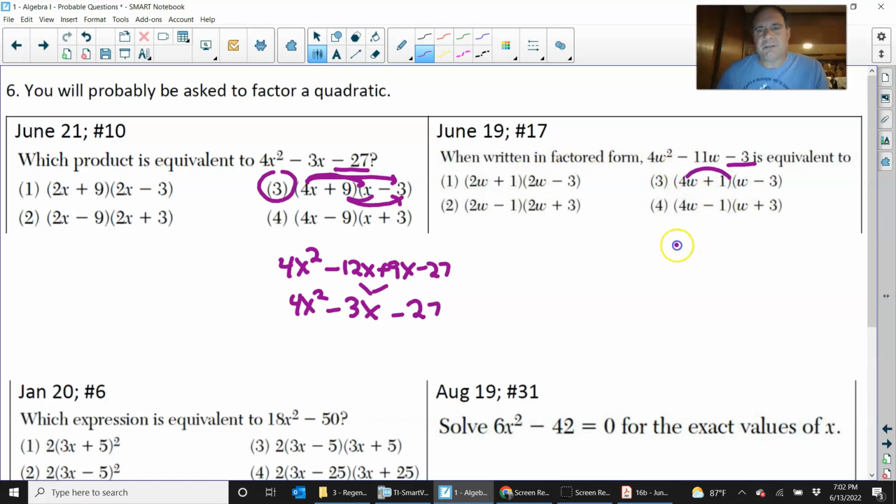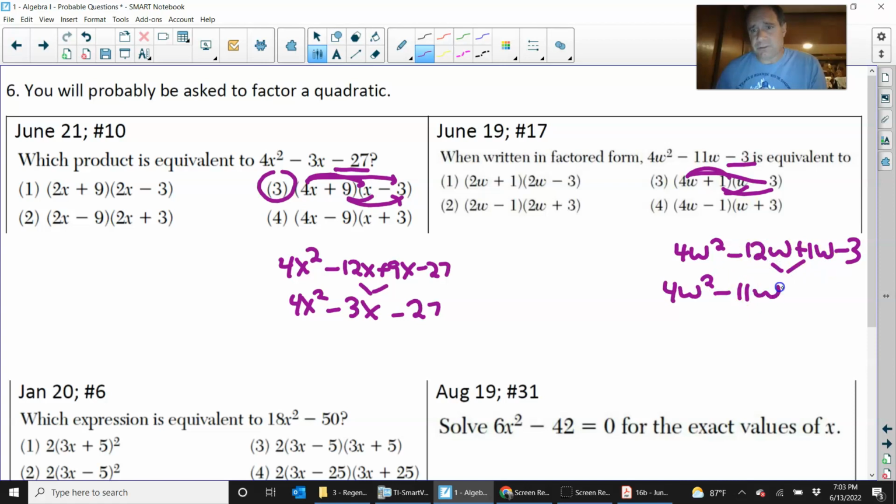4w times w is 4w squared. 4w times -3 is -12w. And then positive 1w. And then 1 times -3 is -3. I did it again. Picked the right answer. And it's -11w when you combine these like terms. And it's -3. That's not a plus. That's a minus. So this is your answer, number 3.